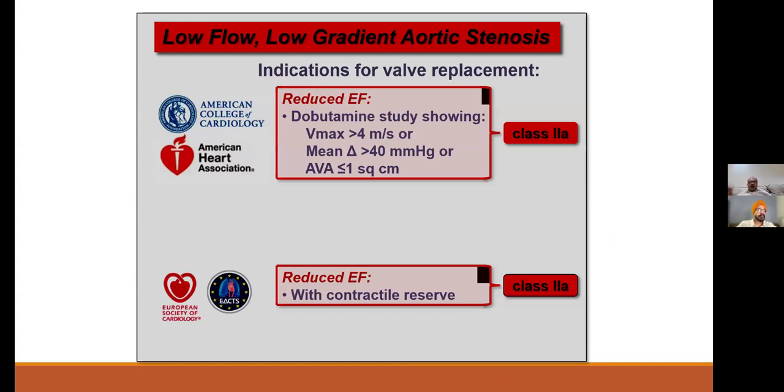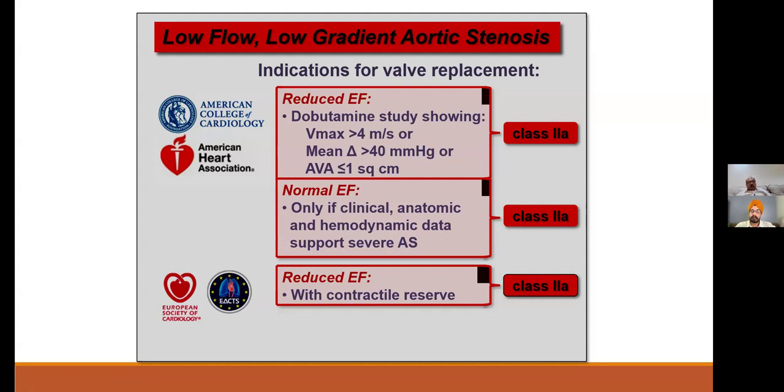So low flow, low gradient aortic stenosis: the indications for valve replacement are different for reduced EF and normal LV. If it is reduced EF, the Americans say do a dobutamine study and document Vmax more than 4, mean PG more than 40, or aortic valve area less than 1 square centimeter. The Europeans say do a dobutamine stress echo and document a contractile reserve. Contractile reserve is an increase of ejection fraction more than 20% from the baseline, or more than 7% absolute ejection fraction, which increases with dobutamine.